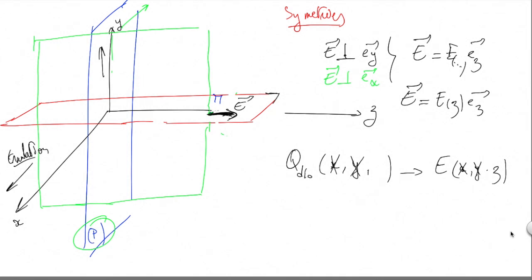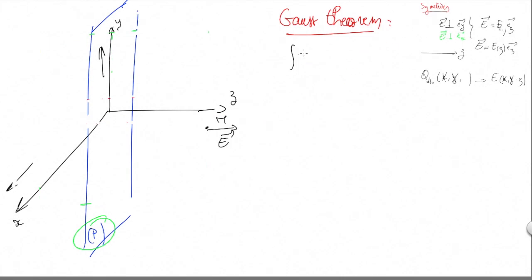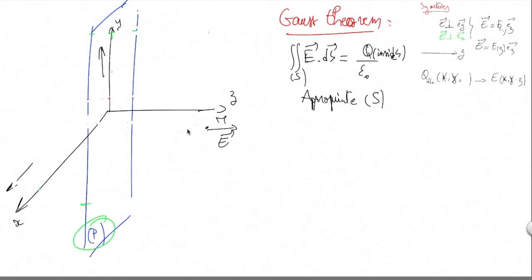Once we are done with the symmetries, we can now use Gauss theorem. So remember, Gauss theorem tells us that the flux of E across a closed surface S is equal to the charge contained inside S divided by epsilon 0. We just need an appropriate surface S, and an appropriate surface S should benefit from the symmetries of the field E, so that this computation would be easy.